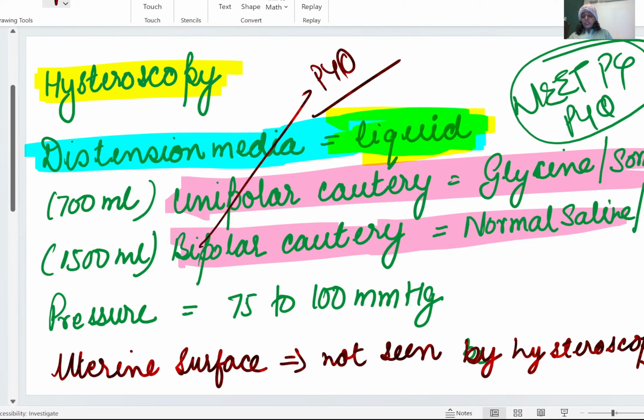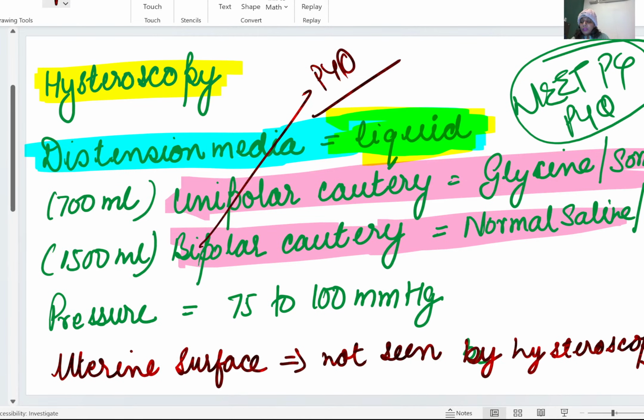This was the PYQ. Question has come on bipolar cautery. If we are using the bipolar cautery, the media which is used to distend the endometrial cavity is normal saline or RL. You can say it has to be ionic. Bi means two, so there are two ions present. Unipolar means that the media cannot be ionic, so we have to use the non-ionic media, glycine, sorbitol.